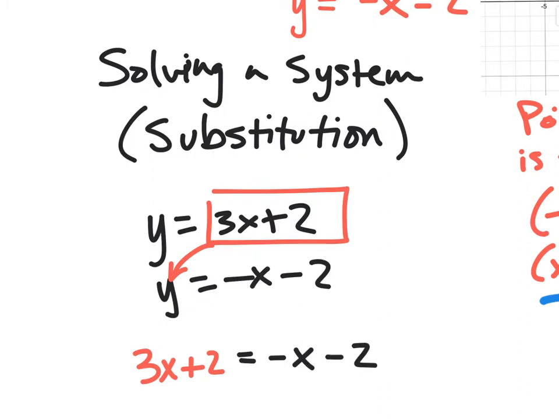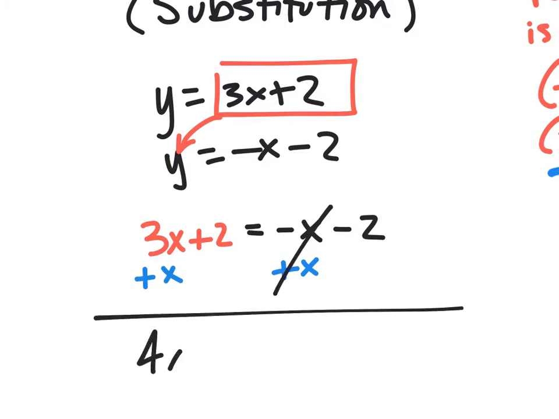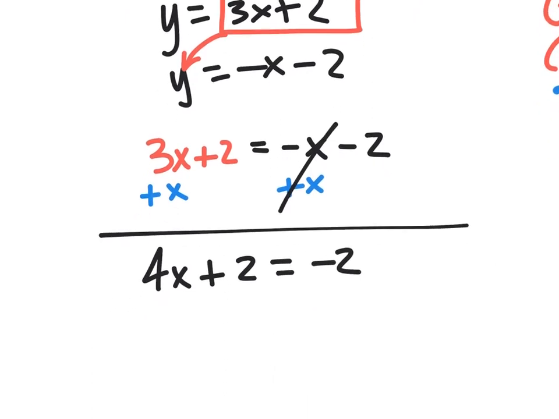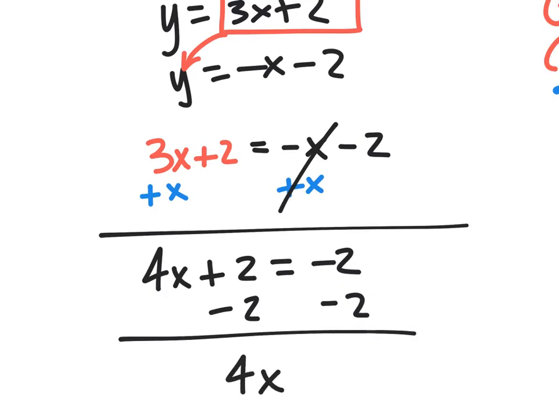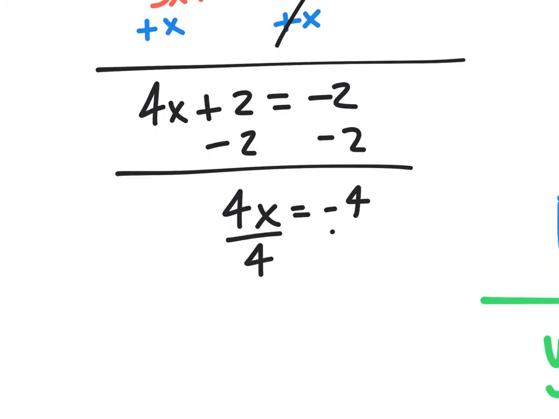Okay? And what I can do here is I can now solve this equation for x. So if I were to solve this equation for x, I would add x to both sides. So I get 4x plus 2 is equal to -2. Okay? From here, subtract 2 from both sides, and you get 4x is equal to -4. Divide by 4, divide by 4, and you get that x is equal to -1.